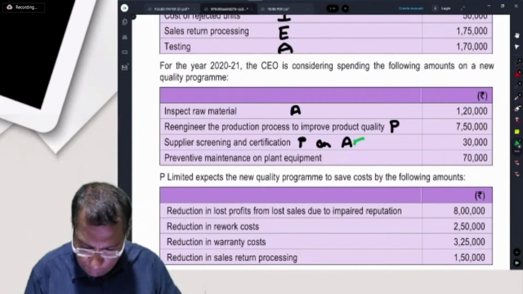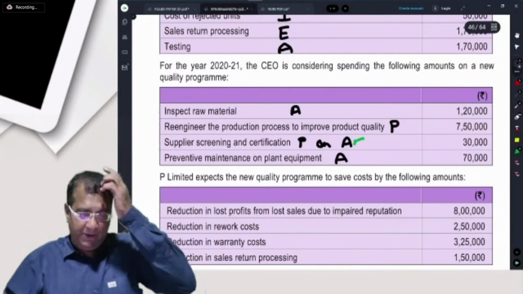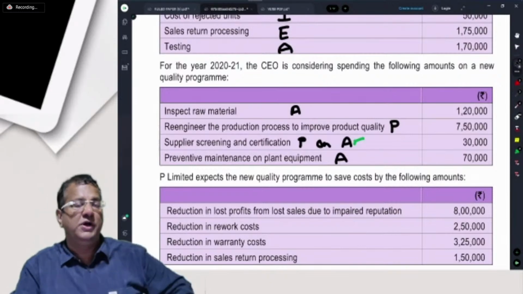Preventive maintenance on plant equipment, it will be an appraisal cost. Please understand the logic, beta. Why is preventive maintenance an appraisal cost? Please open that definition of appraisal cost we have written on the copy.